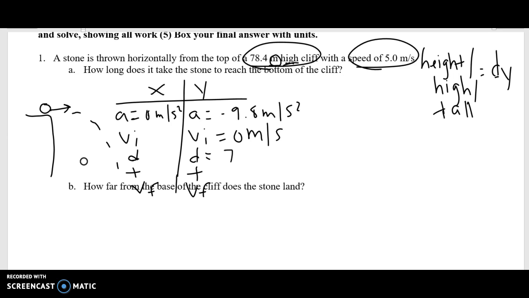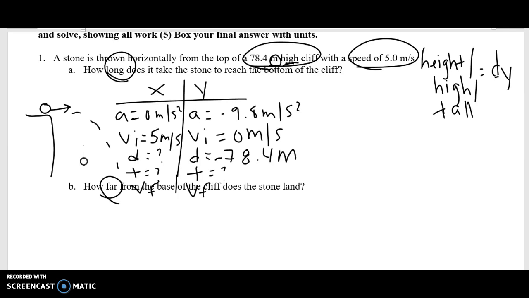Okay, so we're going to put that in, 78.4 meters. And our object is dropping that far, so I'm going to put a negative in here. Then it's thrown with a horizontal velocity of 5 meters per second. The only speed that I have left is my horizontal. Okay, and then the question's asking how long does it take the stone to reach the bottom, and how far from the base of the cliff does the stone land? So the remaining things are all unknowns in my problem.